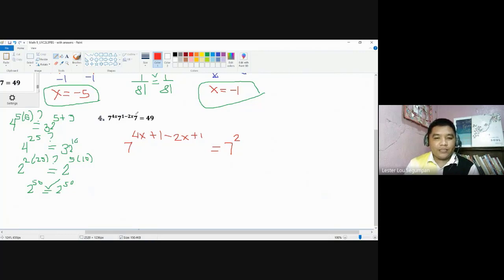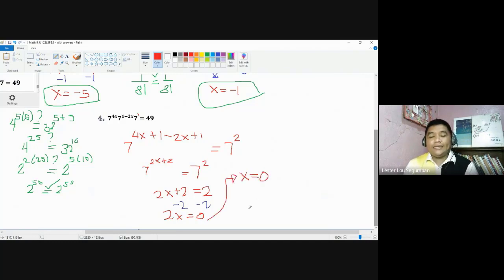Again, we just added all the exponents, considering it has exponent 1 here. So this would become 7 raised to the power of 4x minus 2x, which is 2x. And you have here plus 2, which is equal to 7 squared. Now that they have the same bases, you can have 2x plus 2 is equal to 2. And then subtract 2 from both sides. This is 2, by the way. You will get 2x is equal to 2 minus 2, which is 0. Divide both sides by 2. X is simply equal to 0.